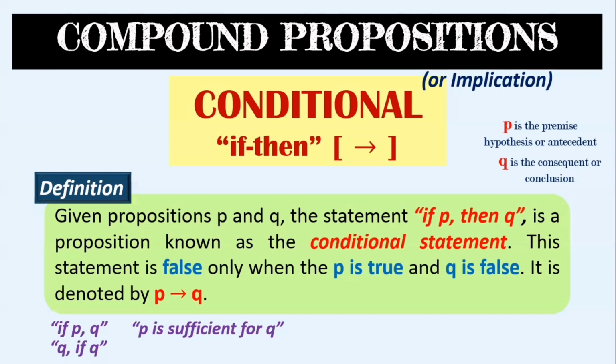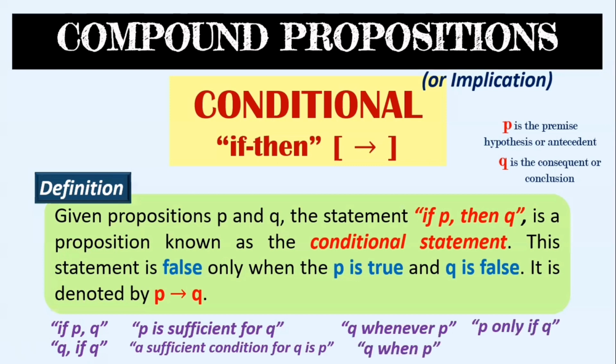Pwede rin P is sufficient for Q. A sufficient condition for Q is P. Or Q whenever P. Or Q when P. Pwede rin P only if Q. And Q unless the negation of P. Okay, so yan yung mga pwede nating gamitin kapag conditional statement.